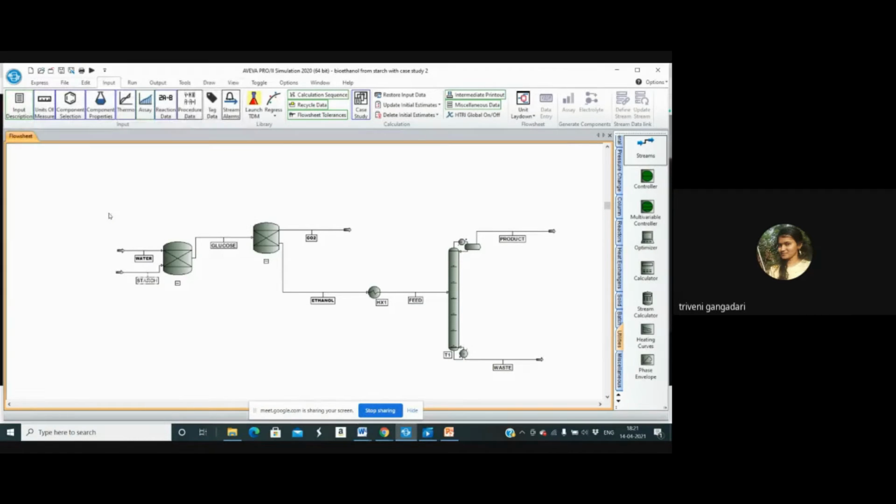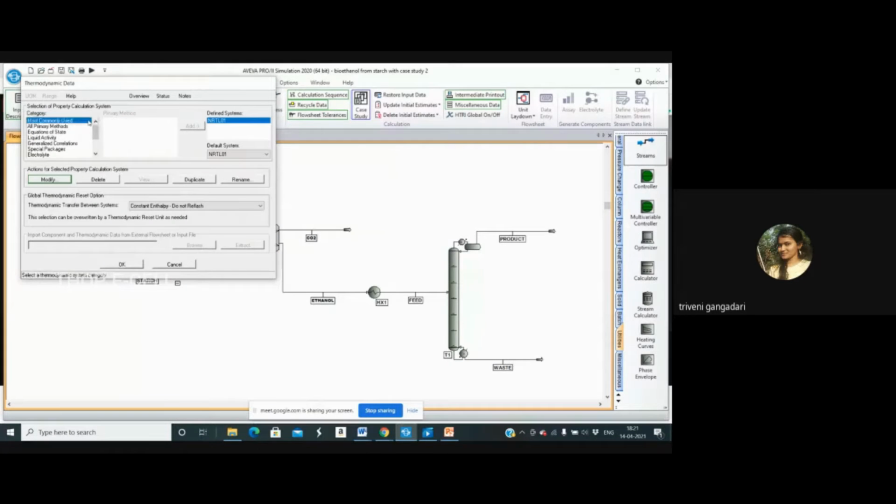The next step is giving the thermodynamic data. To give the thermodynamic data, we have to go to thermo, and here we selected the NRTL method because the phases involved here are liquid phases.